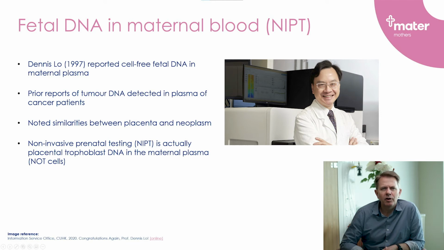This chap, Dennis Lo, in 1997 first reported free fetal DNA in the maternal circulation. He was studying cancer DNA, in fact, and thought maybe the placenta might be acting a bit like a tumour and invading the maternal circulation. And he was correct in that DNA from the placenta is present in a pregnant woman's blood. And it's important to note that we call it fetal DNA, but it is in fact placental DNA.